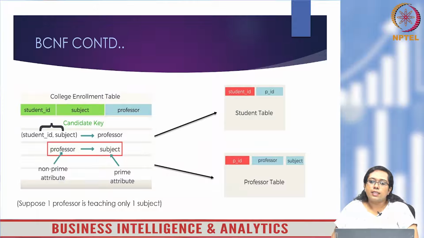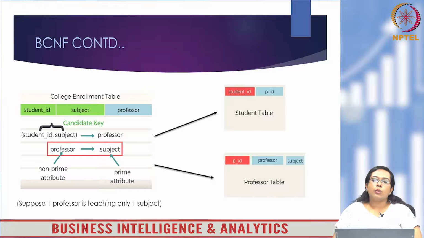So, as you guessed, what are we going to do? We are going to normalize it such that such kinds of discrepancies are avoided. We split this college enrollment table into 2 tables, which are the student table and the professor table. In the student table, there will be student ID as well as professor ID, which is a foreign key, because professor ID is the primary key in the professor table. Student ID is the primary key in the student table and PID is the primary key in the professor table.